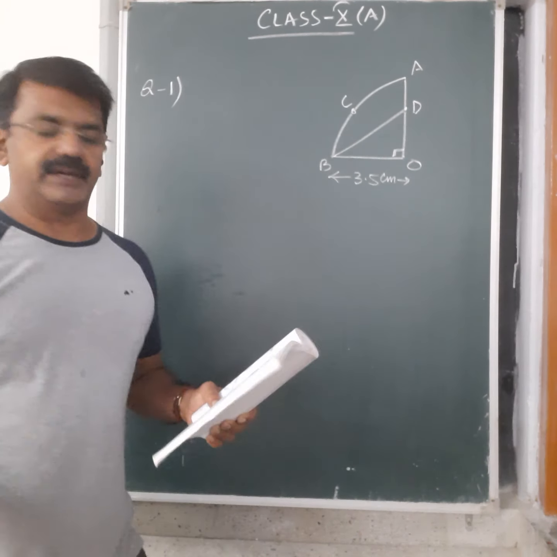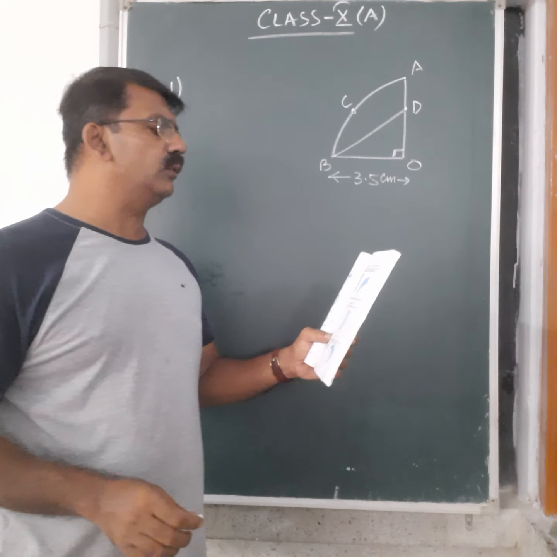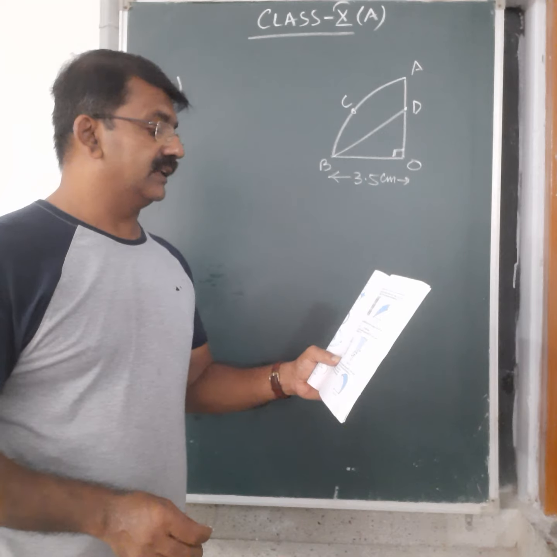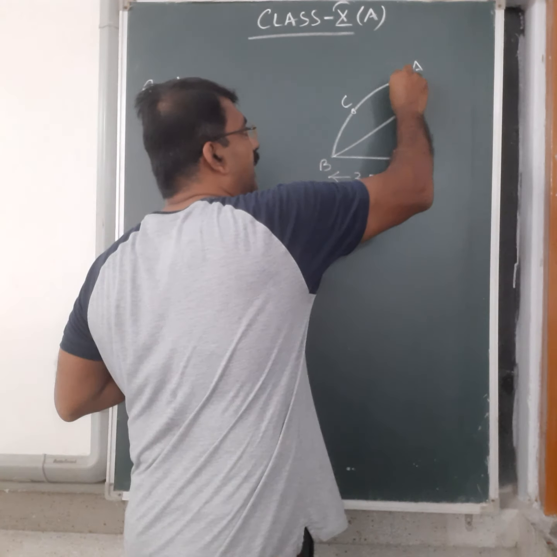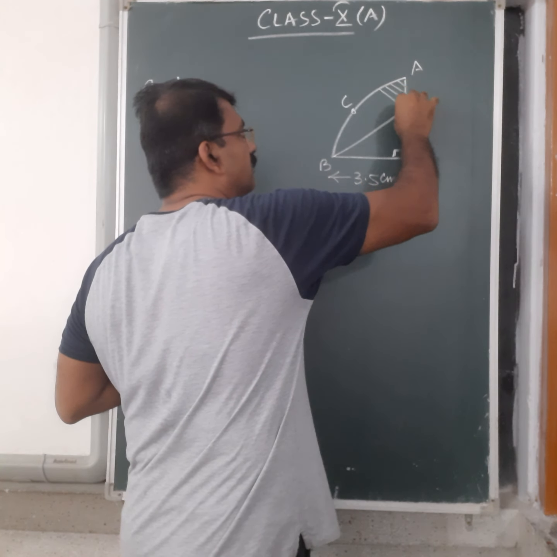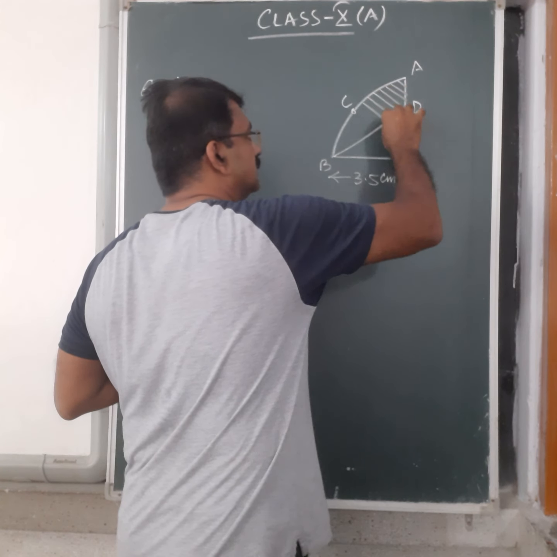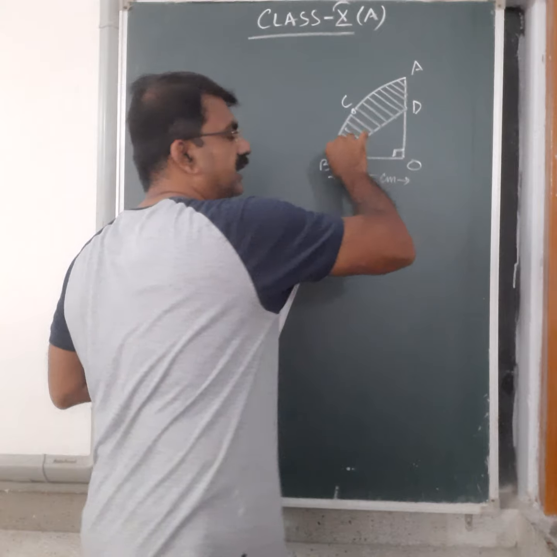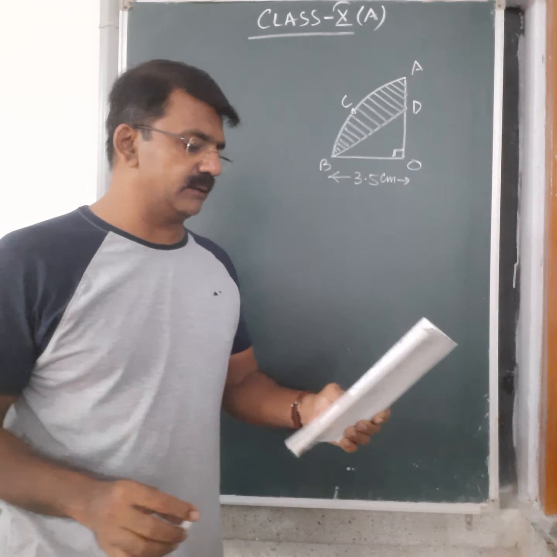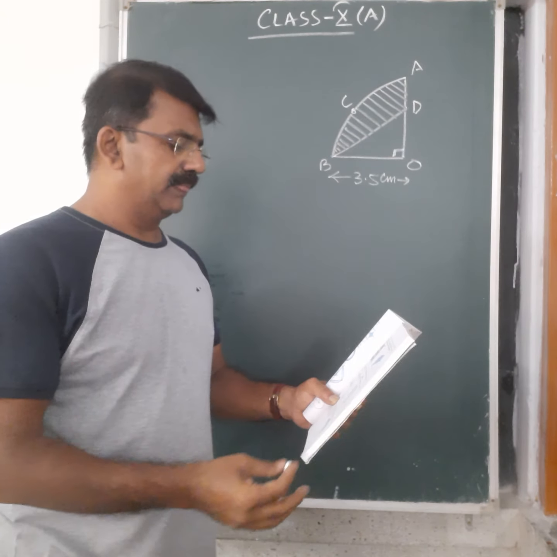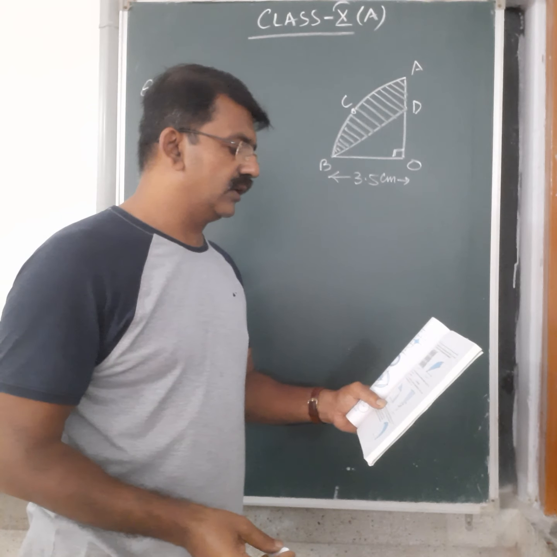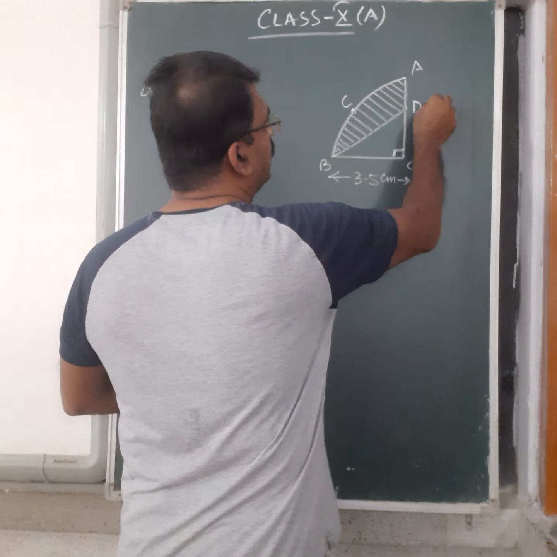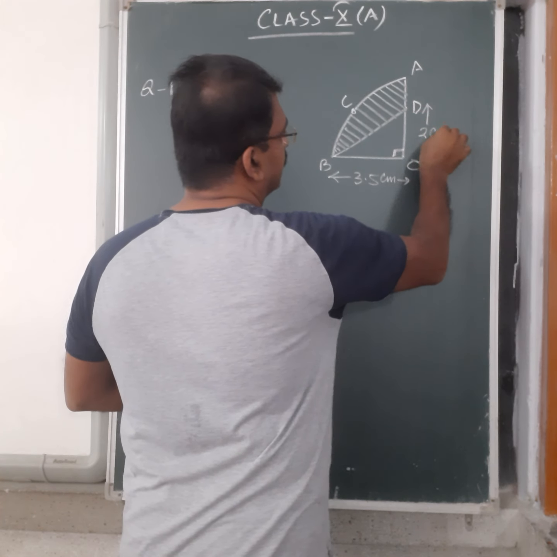Okay, and now you have to find the area of the shaded part, means this part. This is the shaded part. So you have to find the area of the shaded part when it is given that the length OD is 2 centimeters.